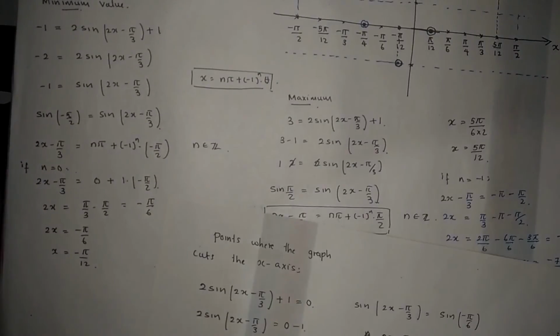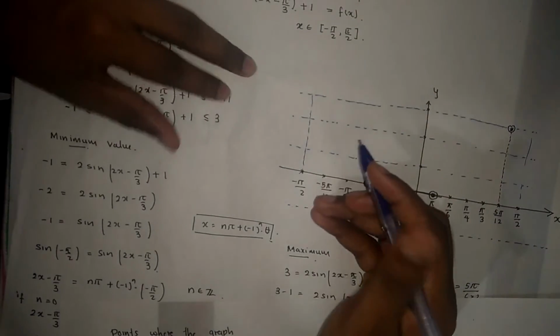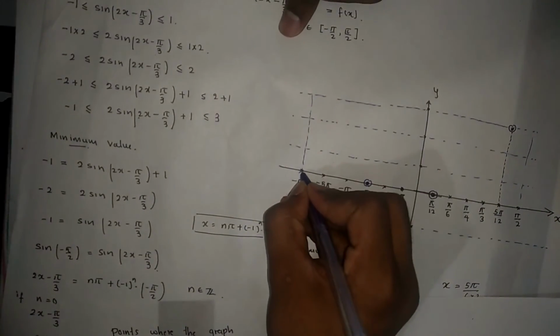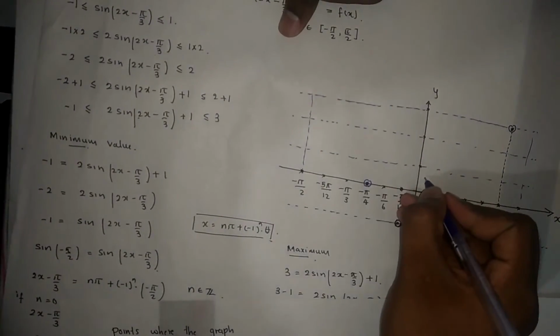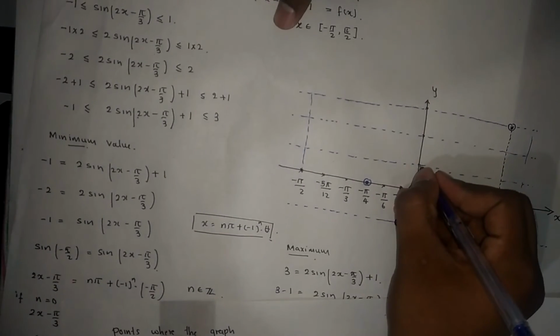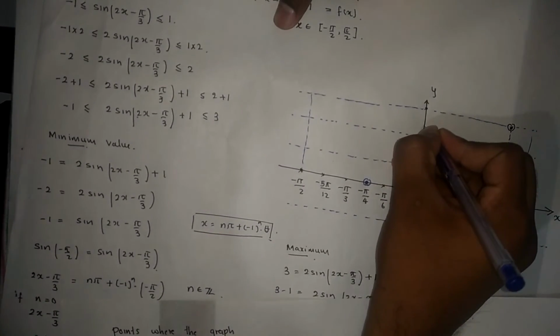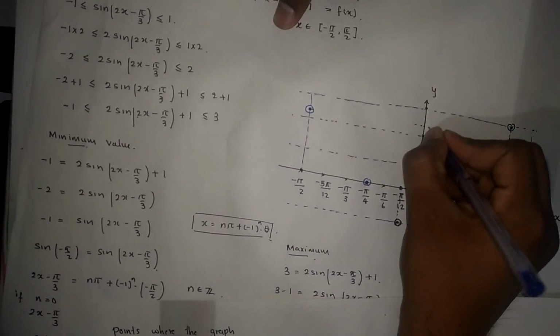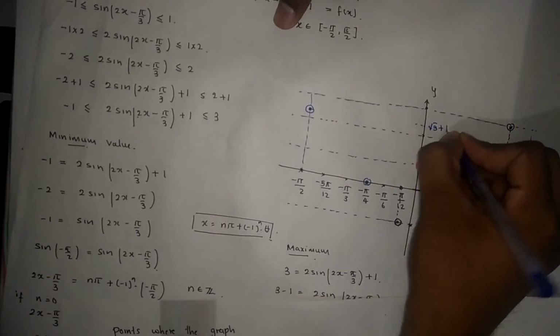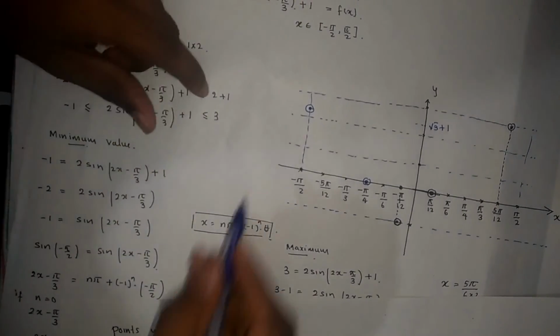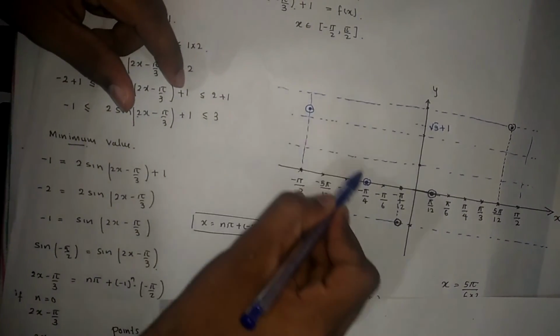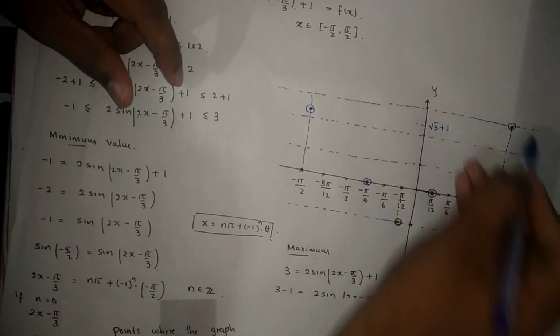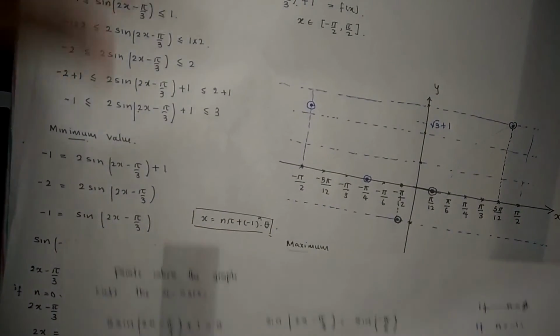Okay. So now at minus pi by 2, your answer is root 3 plus 1. So this is 1, right? 1 plus root 3 means somewhere around here, right? It's going to be root 3 plus 1. So you see that your graph is now smooth, and you understand how things are going to be.